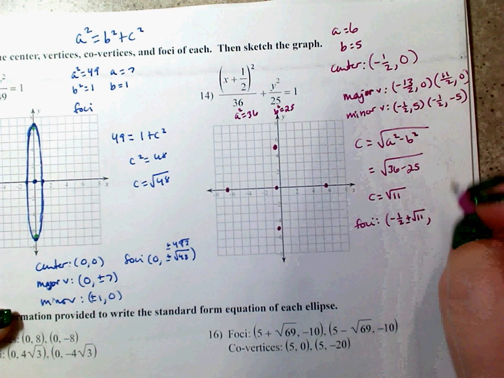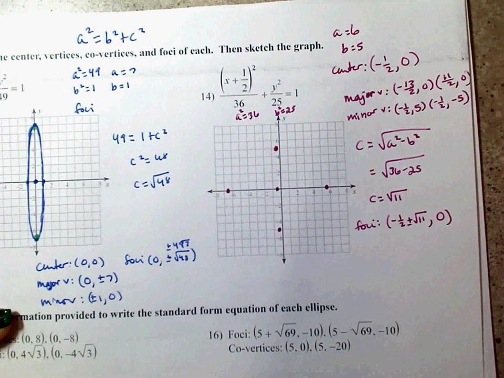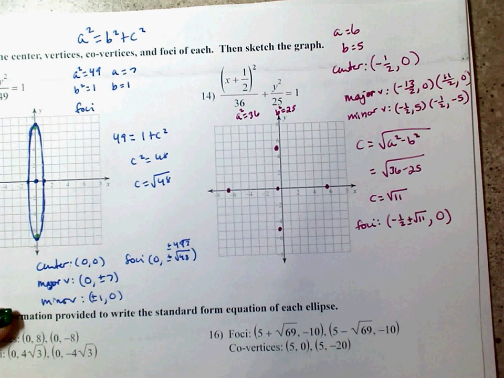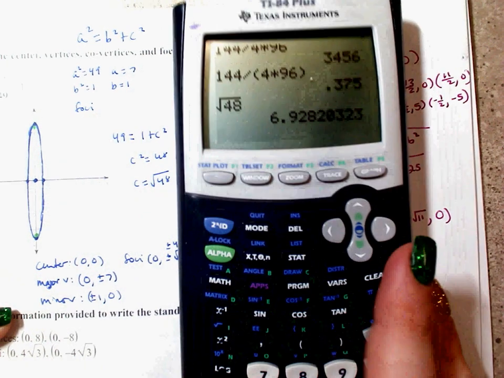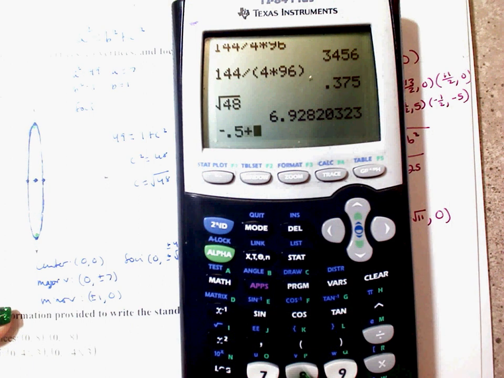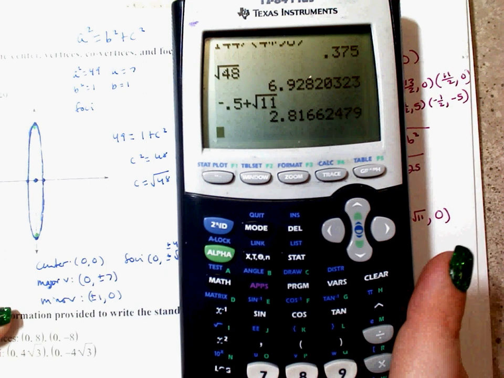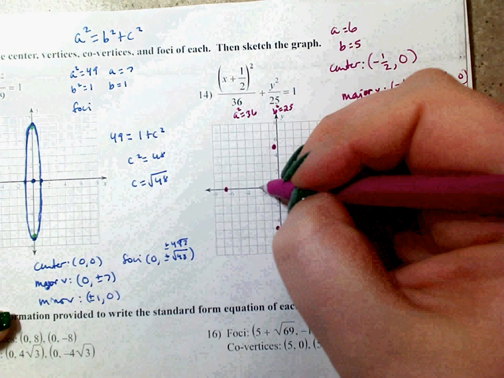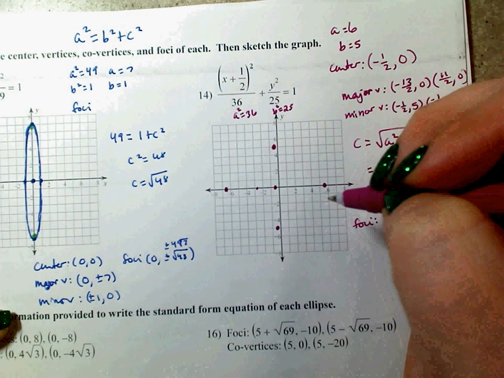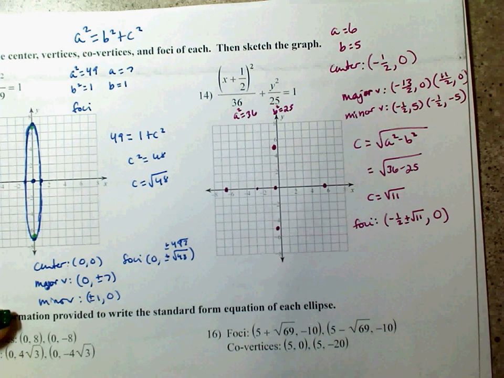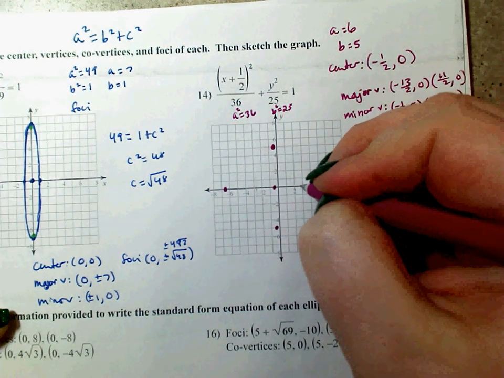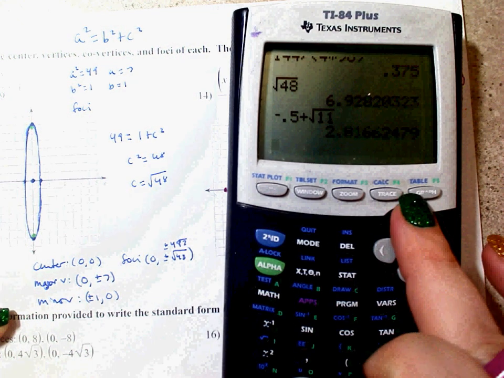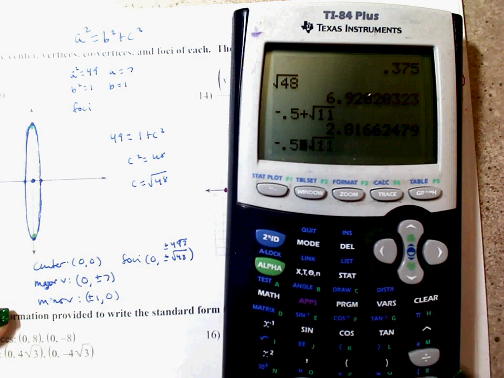If I wanted to plot those, I could, but like I said, I wouldn't expect you to do it on the calculator or on the test if it was a square root. So -0.5 plus the square root of 11 is 2.81. That would put me here-ish. Oh, I'm at the wrong side. Let's say 2.8, and then -1/2 minus the square root of 11 would put me at -3.8.